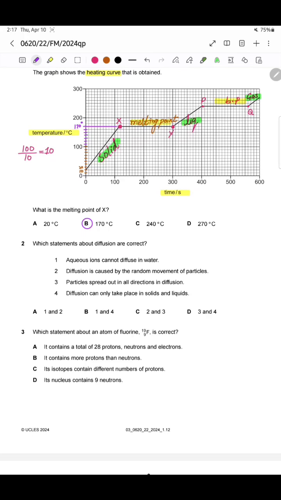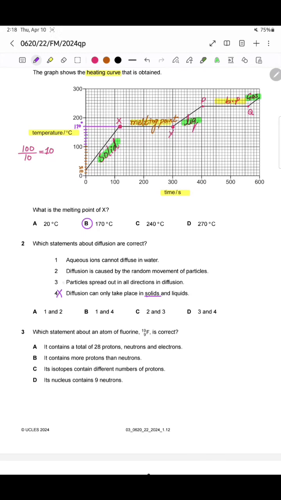Aqueous ions cannot diffuse in water. Diffusion is caused by the random movement of particles. Particles spread out in all directions in diffusion. Diffusion can only take place in solids and liquids. If we check statement number 4, diffusion happens in gases and liquids, so statement 4 is incorrect. Particles spread out in all directions in diffusion. So yes, it is correct.